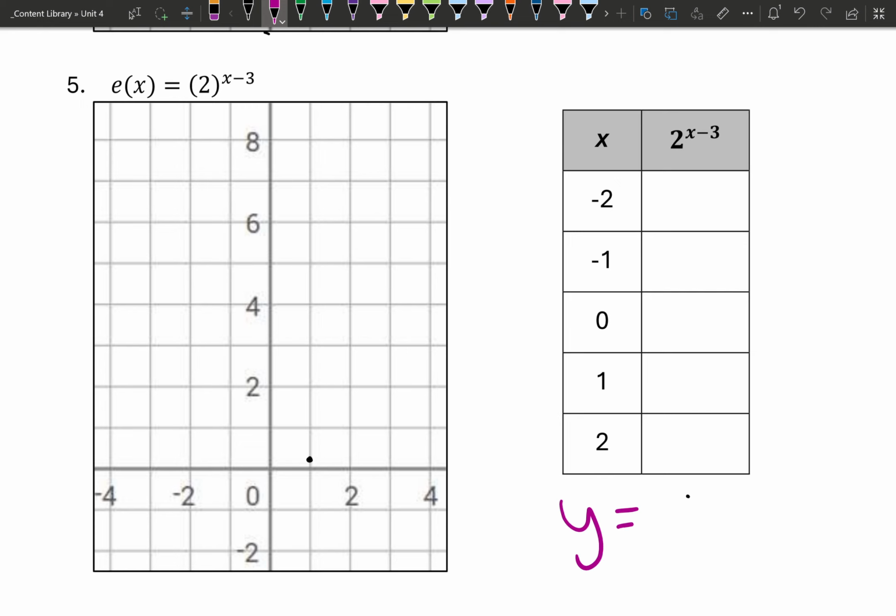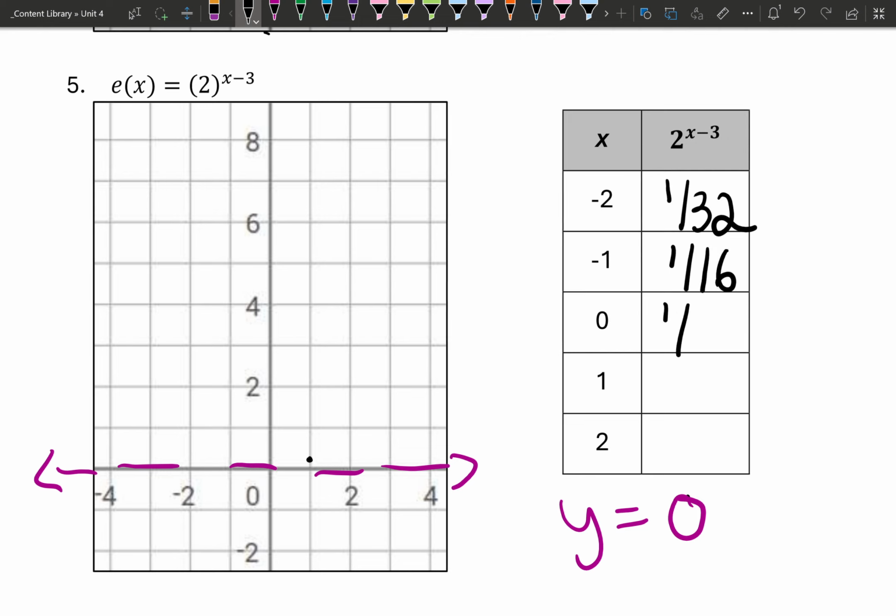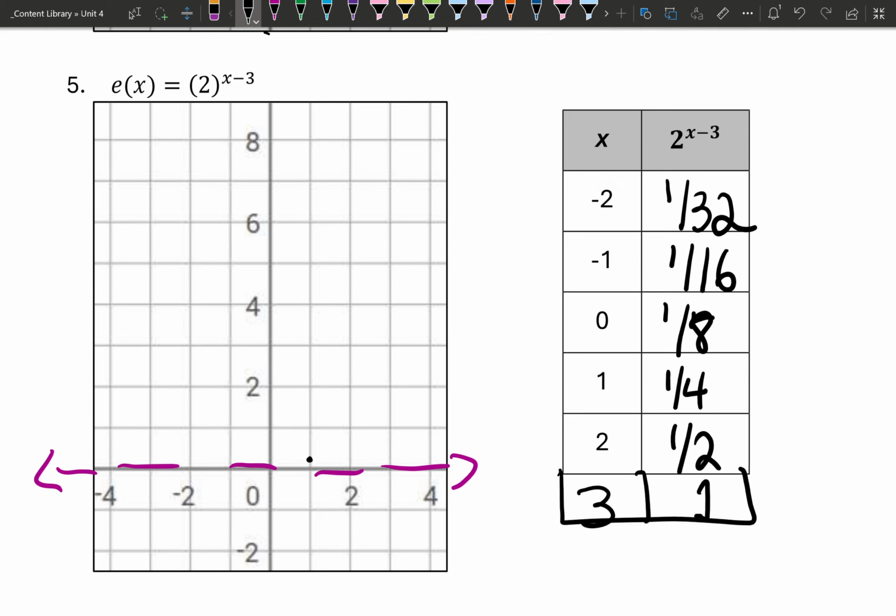Moving to the right does not change the y's, it changes the x's, so our asymptote stays at y equals 0. Let's plug in these numbers. When I plug in -2, I'm going to get a crazy, tiny fraction, 1 over 32. Then I'm going to get 1/16, 1/8, 1/4, 1/2. You know what? I'm going to do one more. I'm going to plug in 3. Because I know if I plug in 3, I'm going to get 1. There we go. A nice whole number. I'm going to start with that.